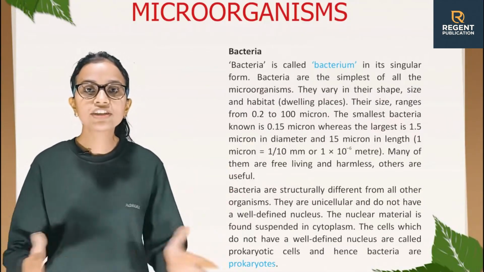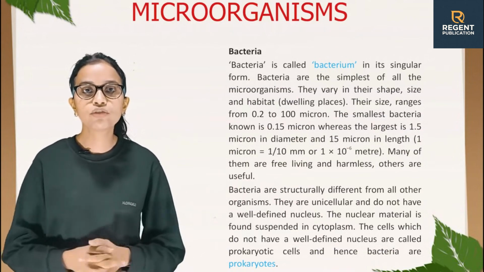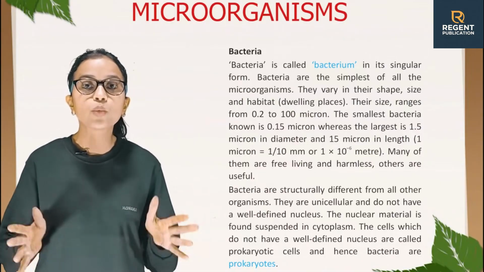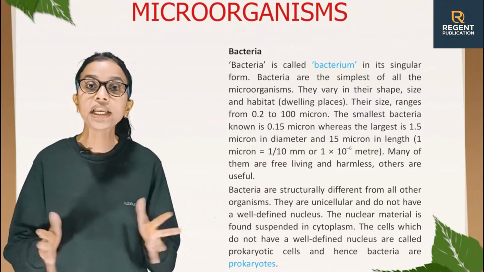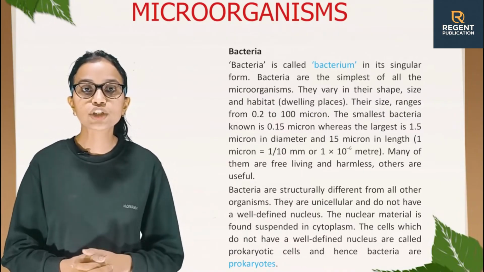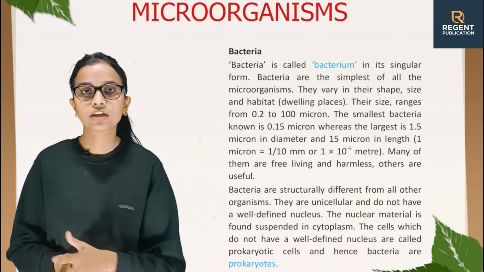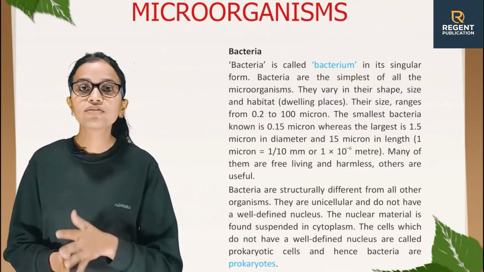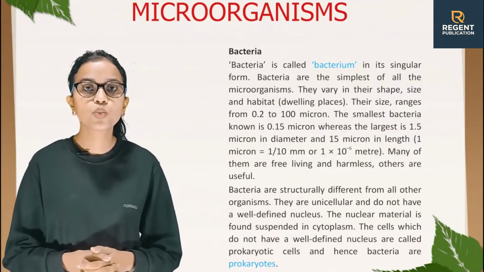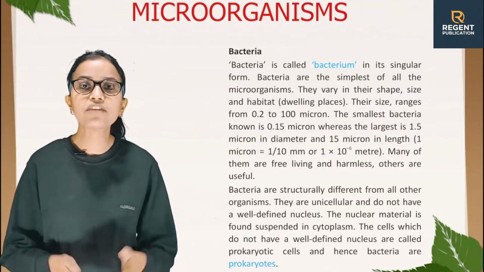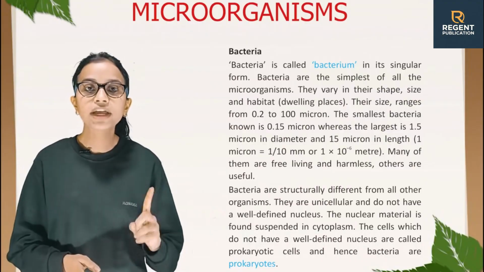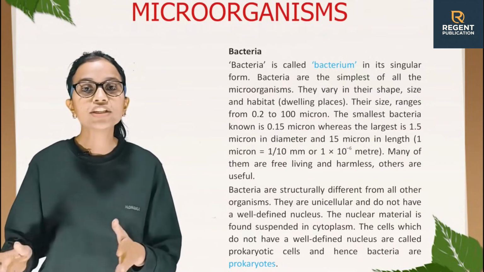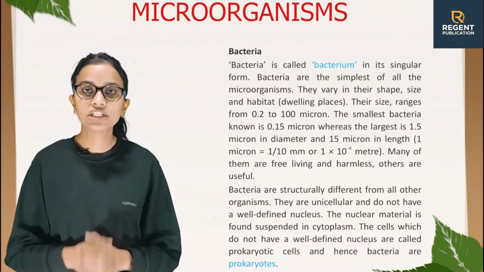Bacteria. Bacteria is called bacterium in its singular form. Bacteria are the simplest of all the microorganisms. They vary in their shape, size, and habitat, dwelling places. Their size ranges from 0.2 to 100 micron. The smallest bacteria known is 0.15 micron, whereas the largest is 1.5 micron in diameter and 15 micron in length. 1 micron is equal to 1 by 10 mm or 1 into 10 raised to the power minus 6 meter.